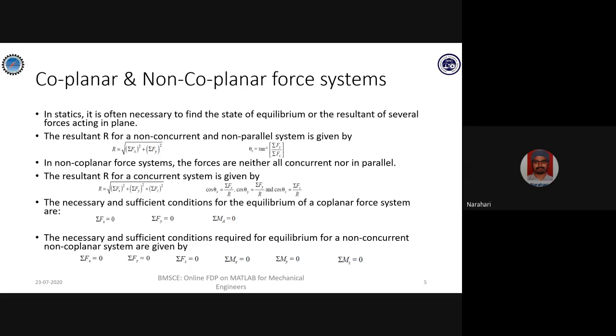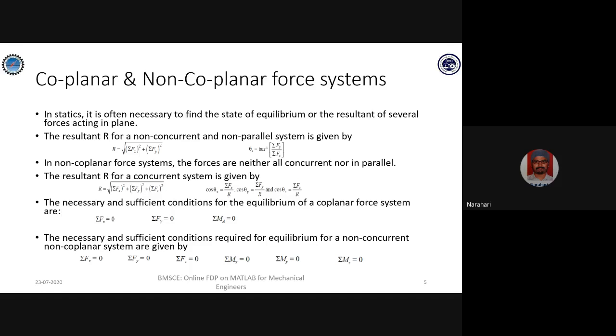Then we have coplanar and non-coplanar force systems. This is what we generally use in engineering mechanics. Most of our engineering mechanics problems deal with this. So if you have a non-concurrent, non-parallel system, that is a planar system, then you will have a resultant, and then you will have the inclination of the resultant with respect to either one of the forces. They are given by the respective formulae.